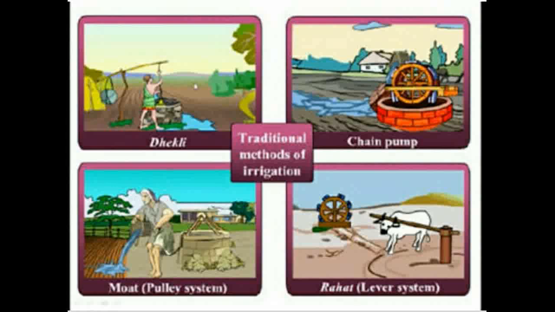For example, swinging basket method, moat or simple pulley system, water wheel method, chain pump method, dhekli, and rahat or lever system. You can see few pictures on your screen. Children, in all these methods, water is lifted using manpower or animal power.